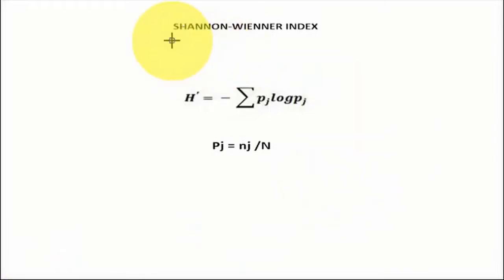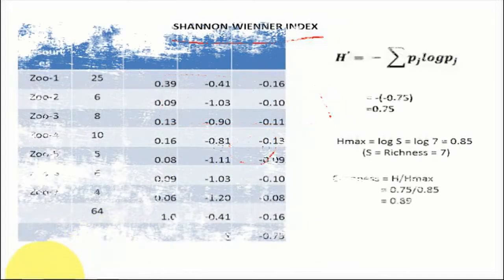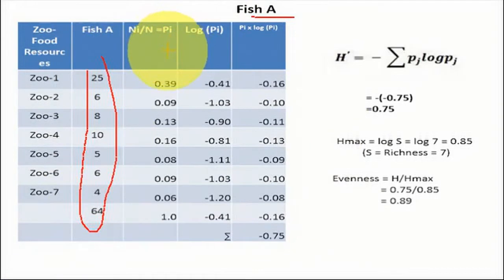And another one, as you know, is the Shannon-Wiener index. This is H bar is equal to minus summation of Pj log Pj. And what is Pj? It is Nj by N. This is also similar to a fraction of the total, the item divided by total items. Here you can see fish A, where the same numbers we can consider, and Ni by N, this is also the same Pi, the fraction 25 divided by 64. The same way we can proceed. We can have 0.39, 0.09, 0.13, 0.16 and so on, and finally we can get 1.0.